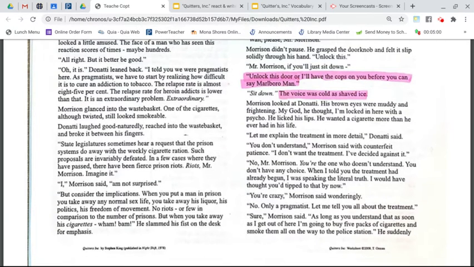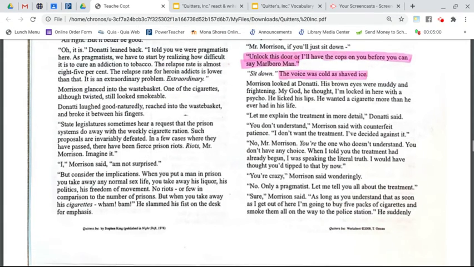"Extraordinary." Morrison glanced into the wastebasket. One of the cigarettes, although twisted, still looked smokable. Donati laughed good-naturedly, reached into the wastebasket, and broke it between his fingers. "State legislators sometimes hear a request that the prison systems do away with a weekly cigarette ration. Such proposals are invariably defeated. In a few cases where they have passed, there have been fierce prison riots. Riots, Mr. Morrison. Imagine it." "I am not surprised," Morrison said.